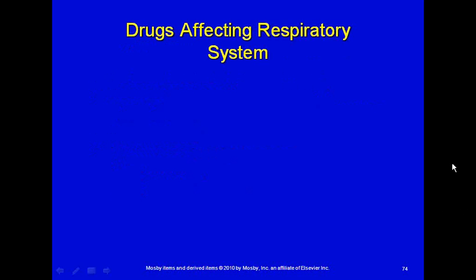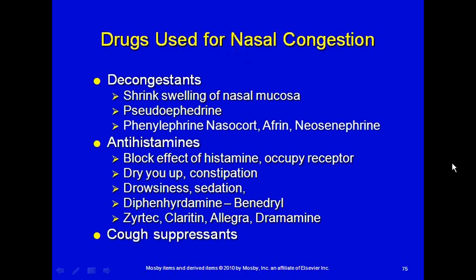Okay. Drugs affecting the respiratory system include decongestants, and decongestants shrink the swelling of the nasal mucosa. They include pseudoephedrine, phenylephrine, which is certainly a derivative of pseudoephedrine, Nasocort, Afrin, neosynephrine. All these medications shrink the swollen mucosa to allow you to breathe easier.